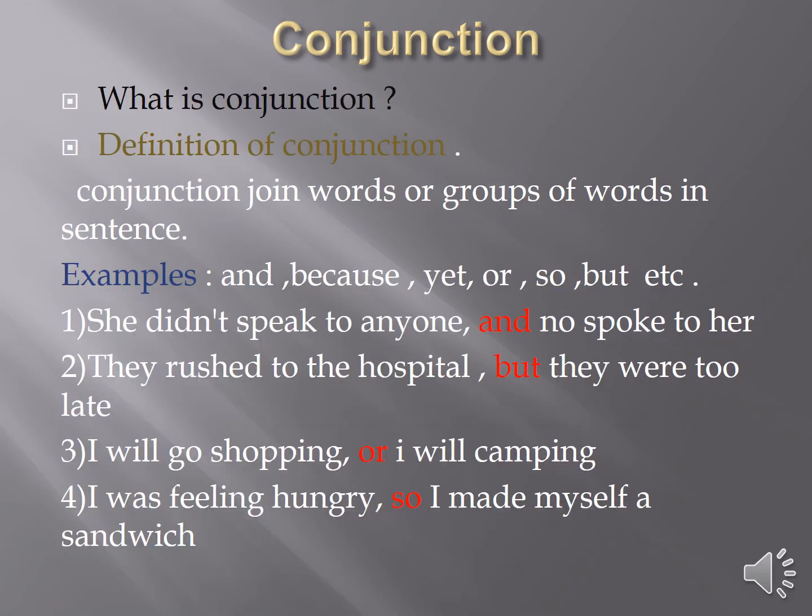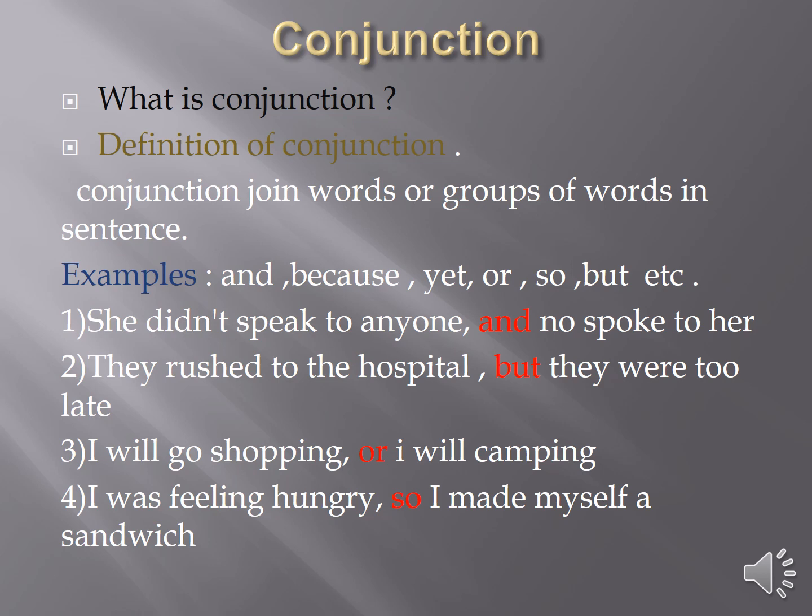Next one, conjunction. What is a conjunction? The definition of conjunction is: conjunction joins words or groups of words in a sentence. What does a conjunction do? It is used to join words or groups of words together in a sentence. For example: and, because, yet, or, so, but, etc. So these are the conjunctions.